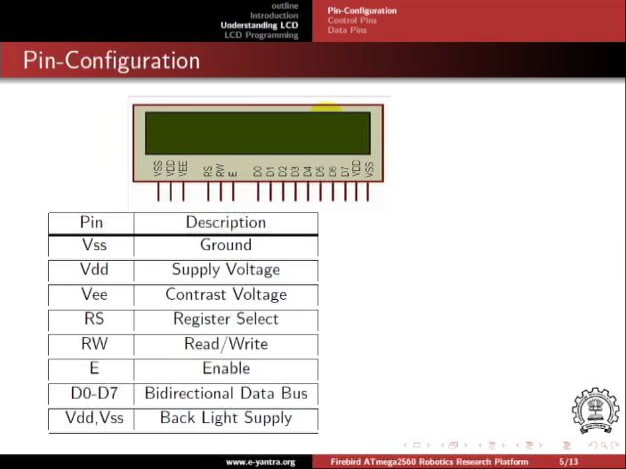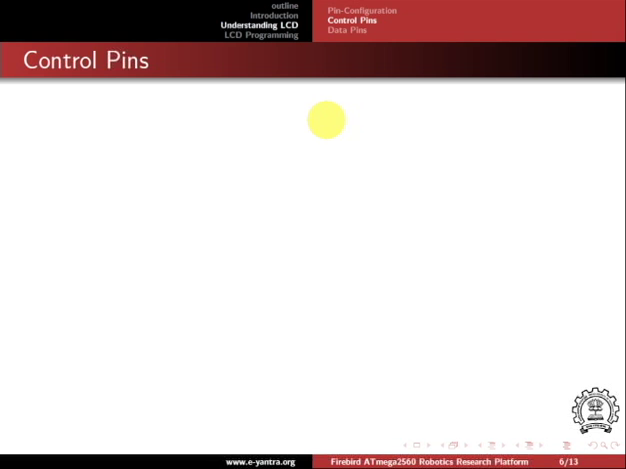Now let us discuss the pins in more detail. For ease of understanding, we have divided pins in two groups. The first group we call as control pins. These pins are used for controlling the way LCD works. The first pin in this group is register select, or the RS pin. This pin is used to select command or data register.